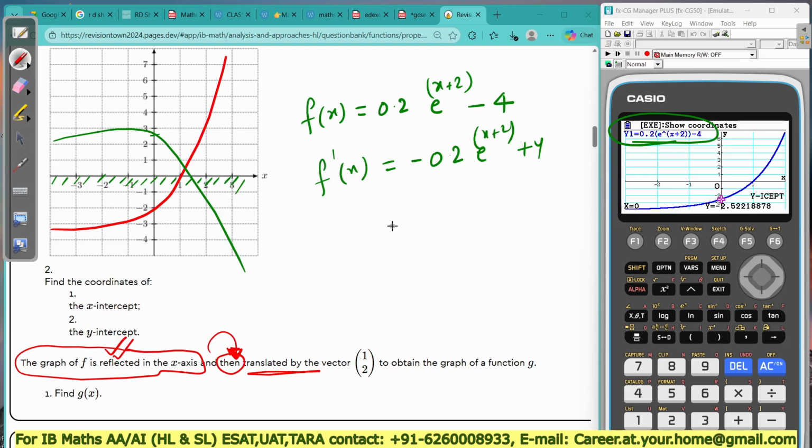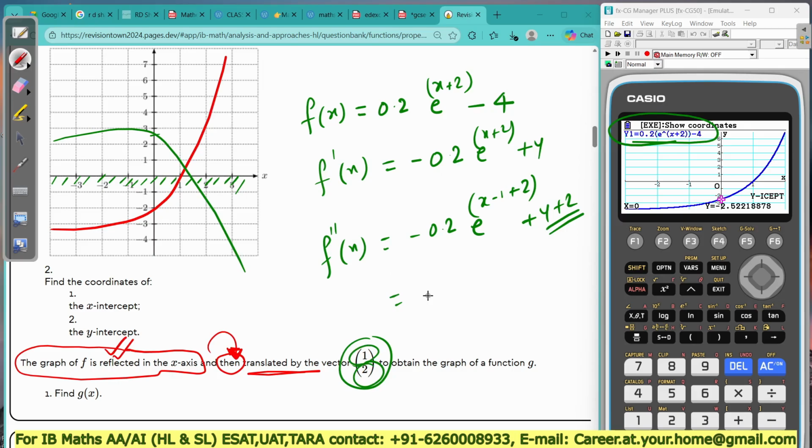Yes. And then I am shifting my curve by (1, 2). The x coordinate is going to be translated 1 unit forward and y 2 units forward. So the next function will be minus 0.2 e raised to power, in place of x I should place x minus 1, isn't it? But it's already x plus 2. Yeah, I'm doing x minus 1 plus 2 plus 4. And in the y coordinate we have adjusted 2 units, 2 units y, 1 unit x. So it should be minus 0.2 e raised to power x plus 1, and this should be plus 6, isn't it? See, 4 plus 2 is plus 6.